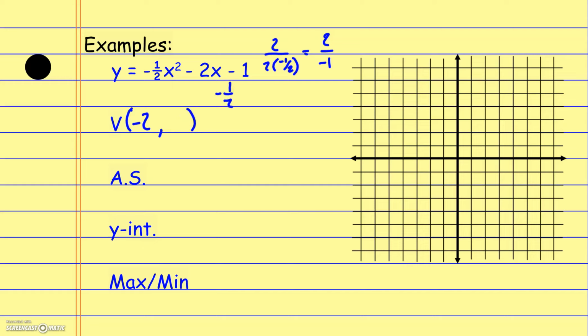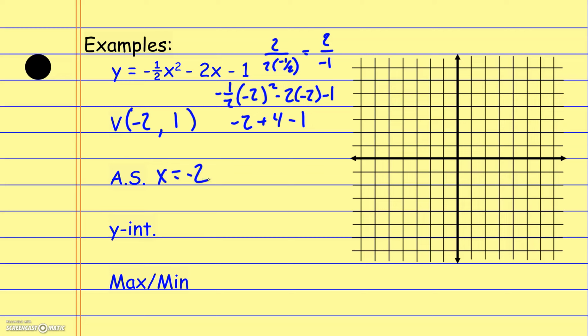So I do the -1/2 times the -2 squared, minus 2 times the -2, minus 1. And now I simplify -2 squared as a positive 4, times the -1/2 is -2. And then I have a plus 4 here and a minus 1. And so what that gives me is a positive 1 when it's all said and done, when I add those together. And now the axis of symmetry is x equals the x value from the vertex.